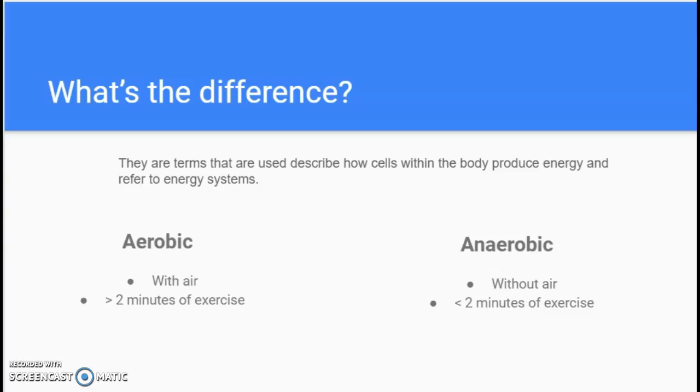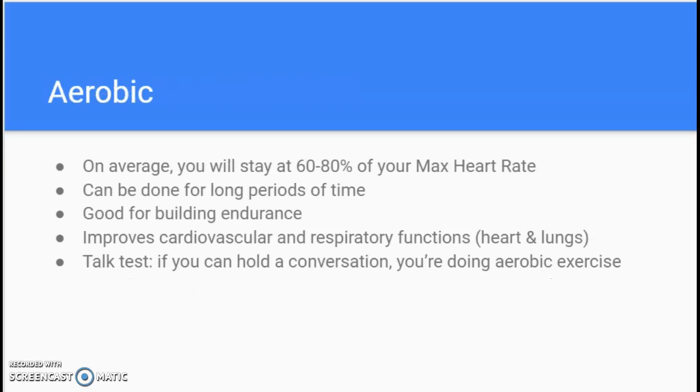So when we think about aerobic exercise, it's types of exercise that is greater than 2 minutes, and then anaerobic is exercise less than 2 minutes. So for aerobic, on average, you'll stay at 60 to 80% of that max heart rate. This can be done for long periods of time, good for building your endurance. It improves your cardiovascular and respiratory functions in your heart and lungs. And if we're going to talk about the talk test, you can hold a conversation with somebody else if you're doing aerobic exercise.